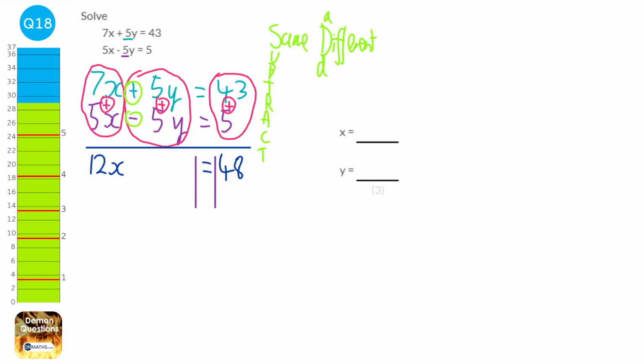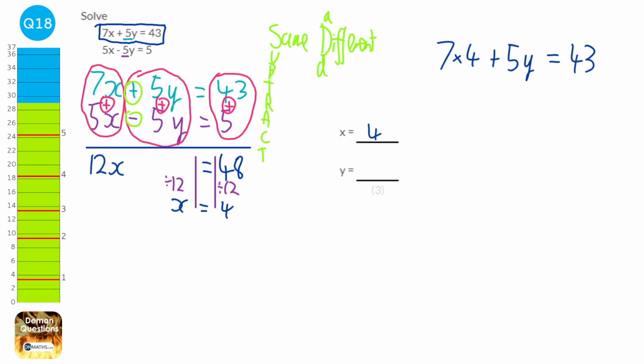So we're going to divide both sides by 12. And we get x equals 4. Now that is only one solution. We've got to find out what y is. So what we're going to do is we're going to substitute that 4 into the first equation. So we've got 7 times 4 plus 5y equals 43.